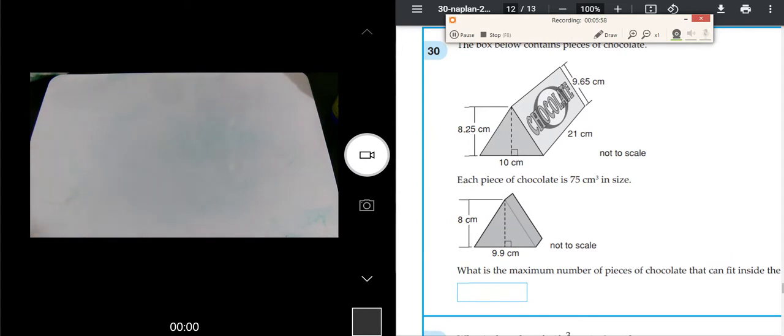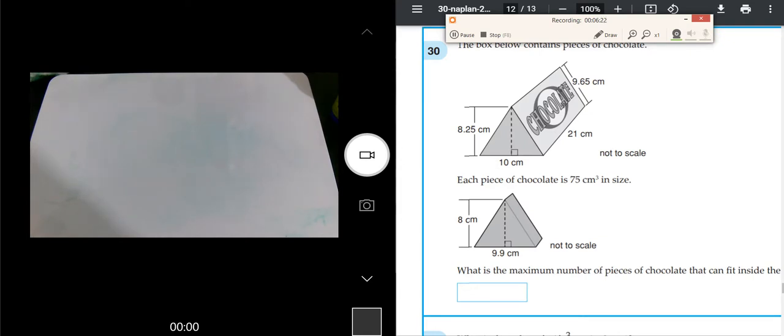So first thing we look at is how high can we stack them. We've got 8 centimeters is how high the chocolate is. 2 lots of 8 is 16. This is much less than 16, so we can't stack them even too high. What about width? 10 centimeters of width, and I've made a slight mistake. 10 centimeters is the total width, not the half.